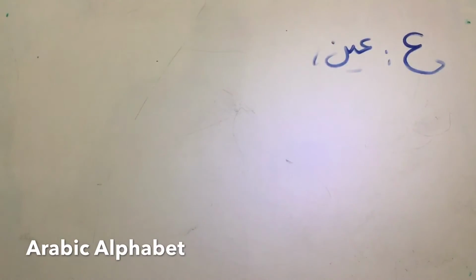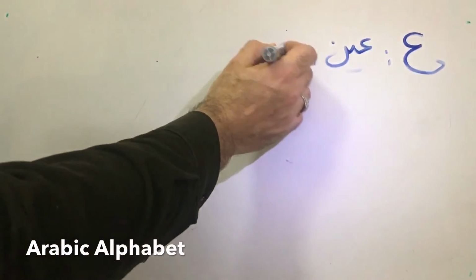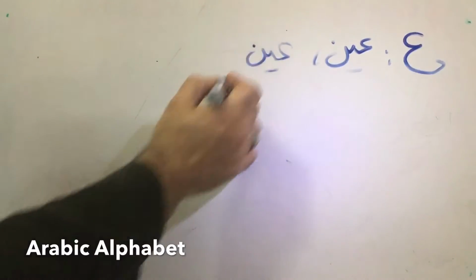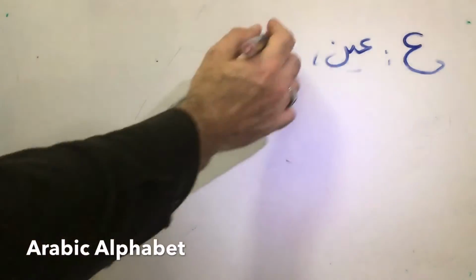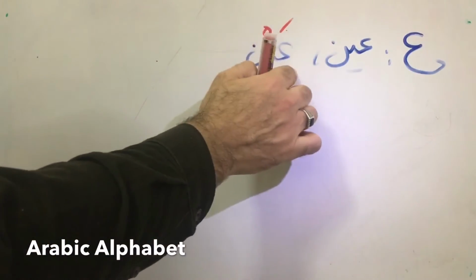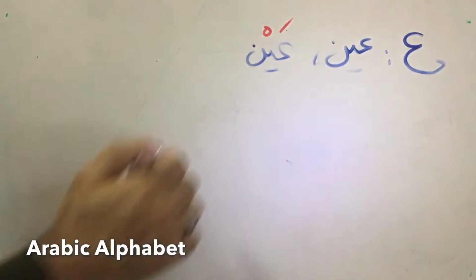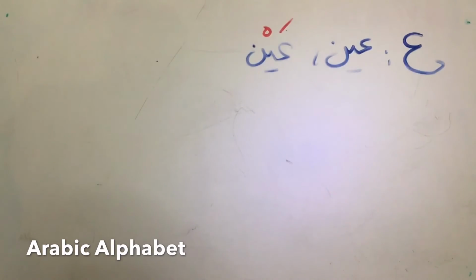An example of عين at the beginning of the word is عين itself. عين means eye. عين has فتحة and سكون.